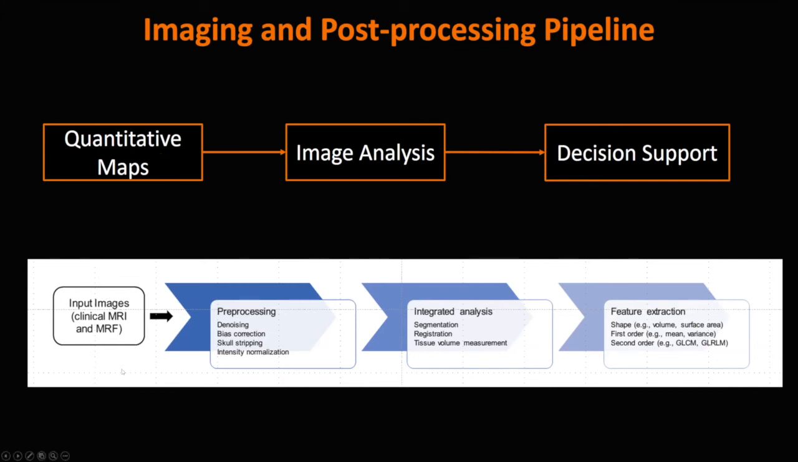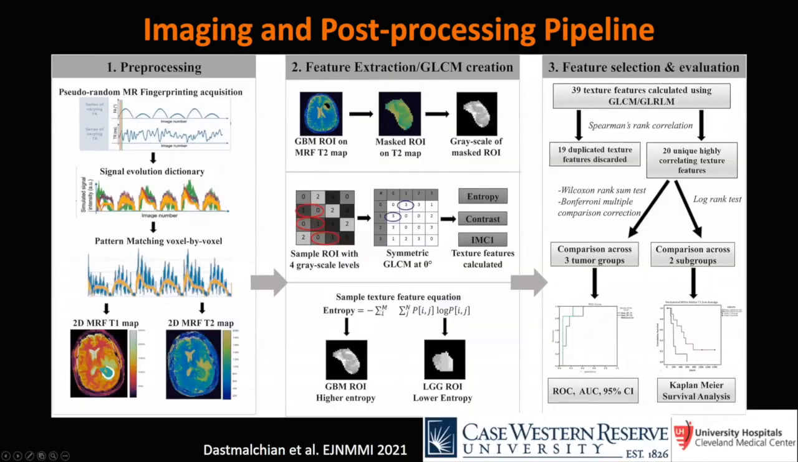So in the pipeline, the input can be clinical MR and quantitative maps, followed by pre-processing, integrated analysis, and feature extraction. After the feature extraction, a lot of other feature analysis can be performed in order to support the decision making. One example, I apologize, this is a very busy slide. This is our initial implementation of this imaging and post-processing pipeline on brain tumor.